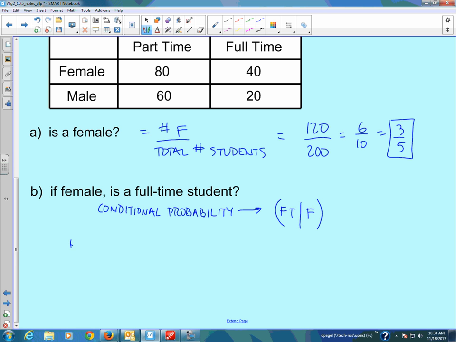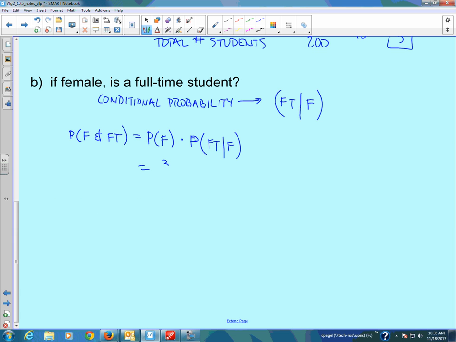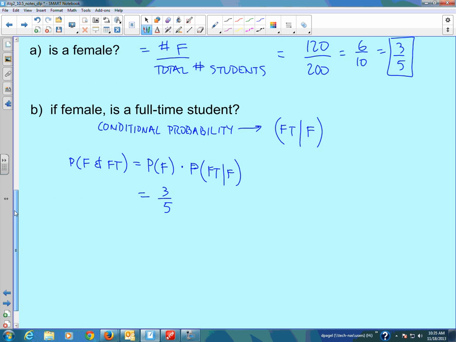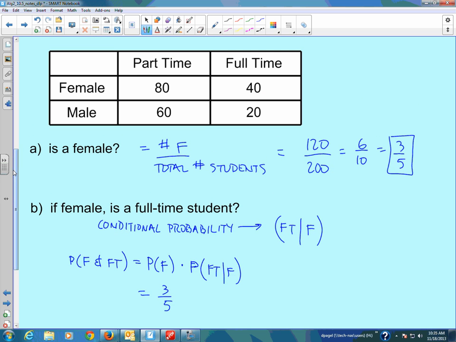Okay, so if we want a probability that student is female and a full-time student, that means we have the probability of the student being female times the probability of the female that is a full-time student. So here's the condition, and we've already figured that part out. Now let's think about how we come up with the second part, because there are a couple different ways you could look at this and interpret total outcome. So I want full-time students, and I want that full-time student to be a female.